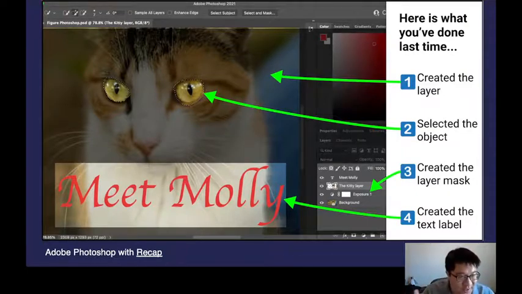Here's how we could apply the recap idea to a feature-rich application such as Photoshop. The basic idea here is that when you come back and open up Photoshop again, it reminds you, hey, the last time you were here, you created a layer, you selected an object, you created a layer mask. Maybe you're going to do something along those lines. This brings you back up to speed and perhaps reminds you of what you were planning to do next.